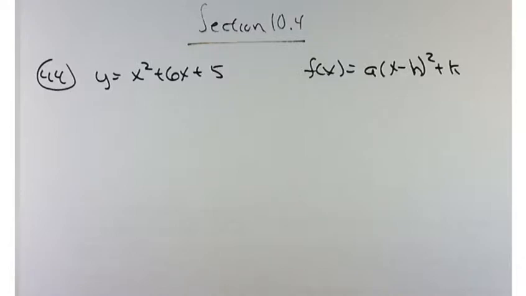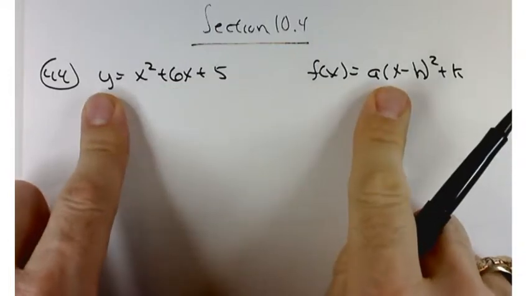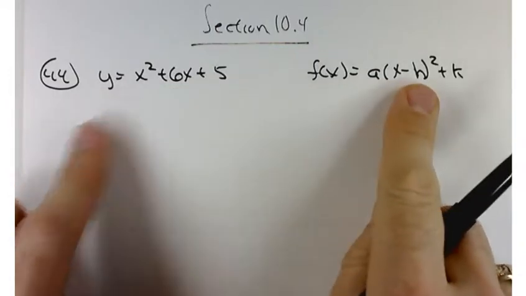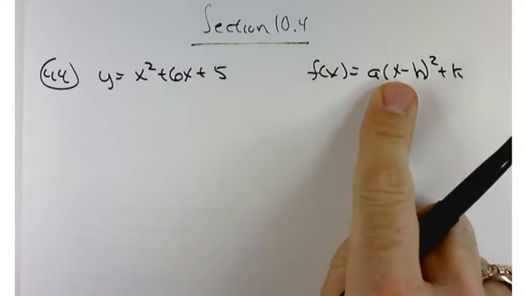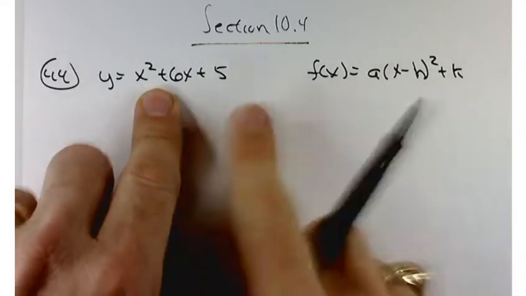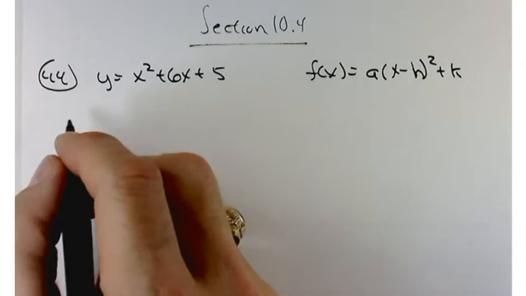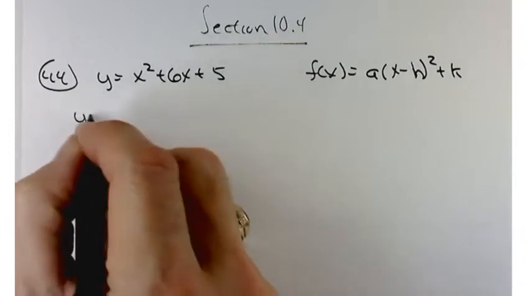So our goal in this part of section 10.4 is to start out with an equation like this and complete the square to make it look like this. The advantage of having it like this is that it's easier to graph, right? You can pretty much read off the vertex. So we need to play around with this a little bit. Now there's a variety of ways you can do this. Let me show you the one that I think works the best.